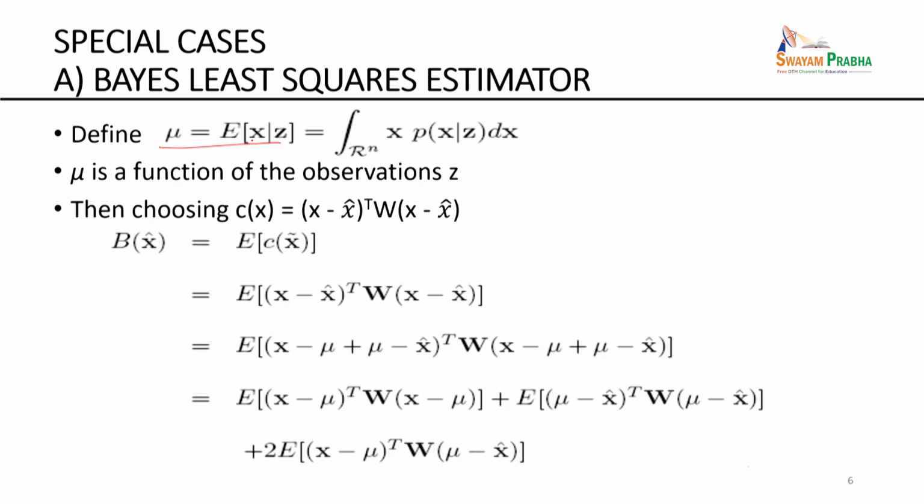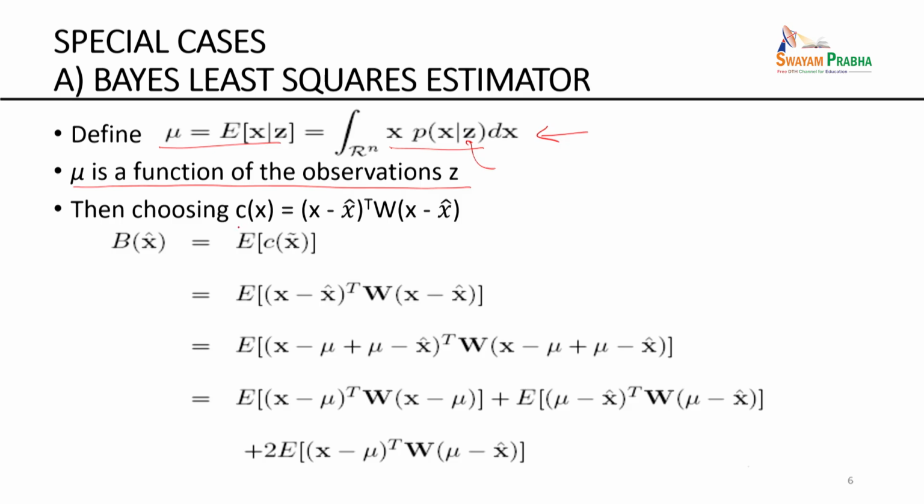Expected value of x given z is given by the integral of x times the conditional probability of x given z. That comes from the definition of conditional expectation. So given z means it is a function of z. Therefore, this mu estimation is a function of the noisy observation z.